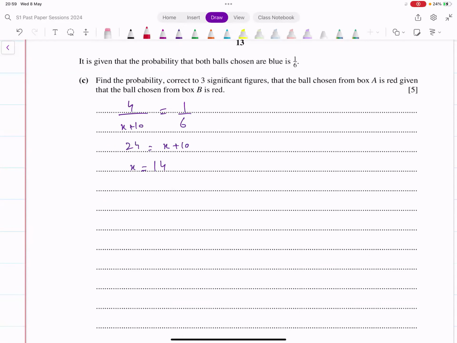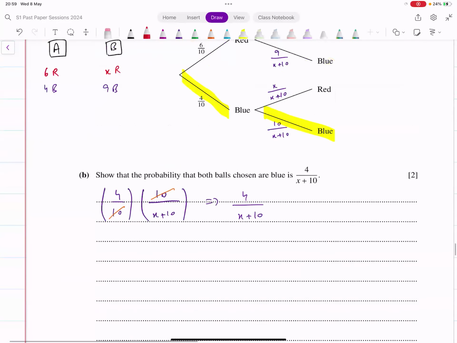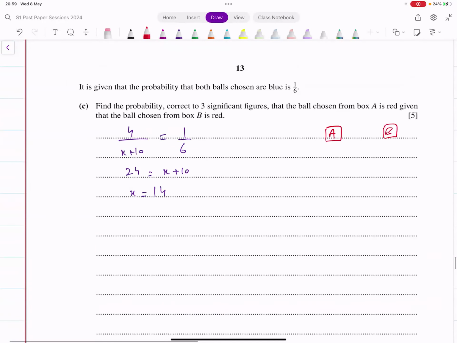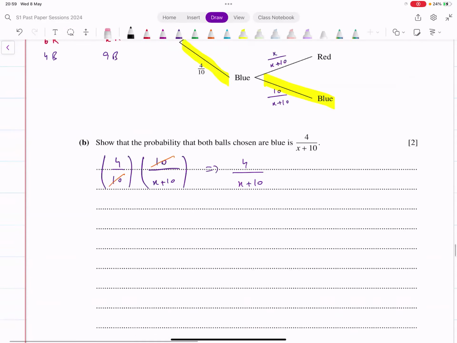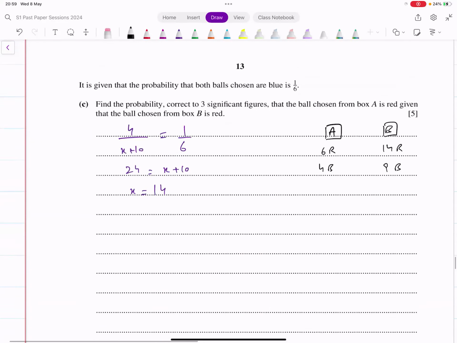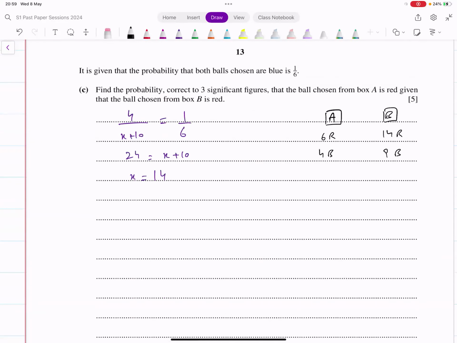Okay, so now it's something like this. Box A and box B. A had 6 red and 4 blue. Now B has 4 red and 9 blue. That's the initial stage, okay? All right, now find the probability that the ball chosen from box A is red.